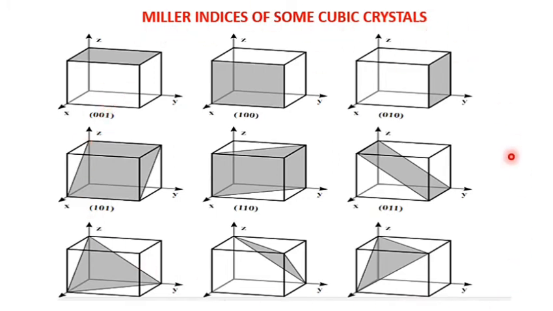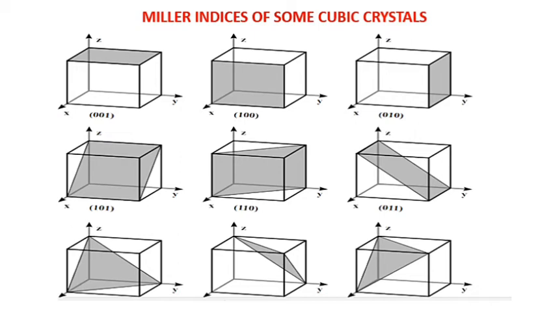In this way, we can find out the designation or the name of that plane in terms of Miller indices. How to find out Miller indices? There will be 4 steps. Find the intercepts, find the reciprocals, find the LCM of the reciprocals, and then multiply the reciprocals by that LCM. What we get is the Miller indices.